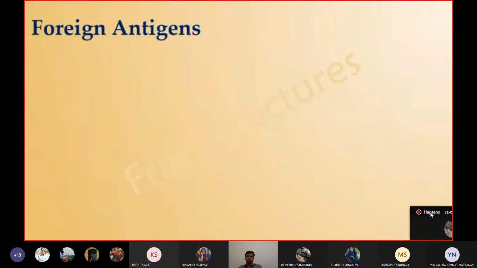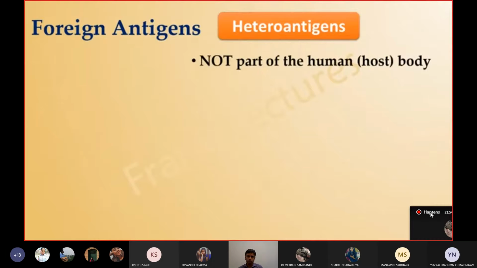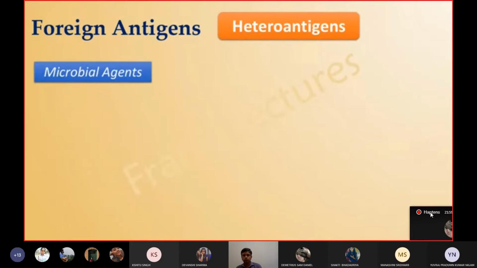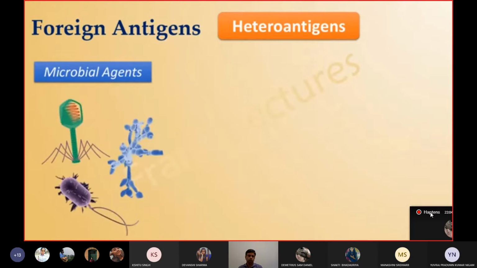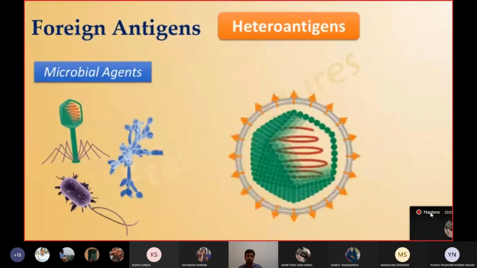Foreign antigens are also known as heteroantigens. As the name indicates, these substances are not part of the human body. They originate from outside the body. They can be microbial agents. We are saying agents because these include whole microbes or their parts. For example, capsules, cell walls, flagella, fimbriae, toxins of bacteria, the coats of viruses, or any surface component of microbes.